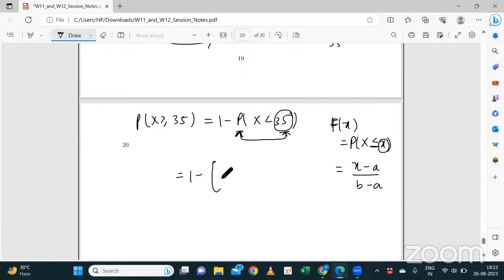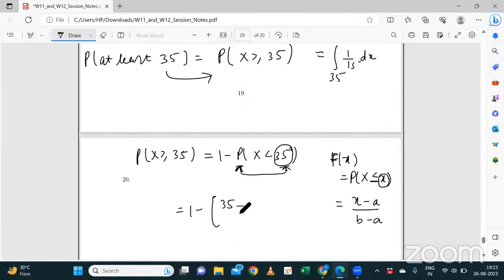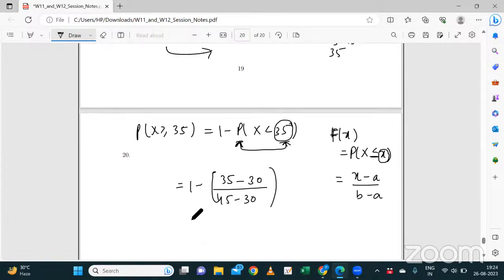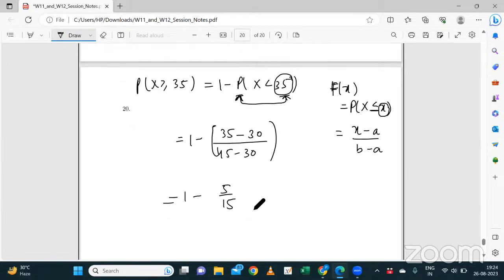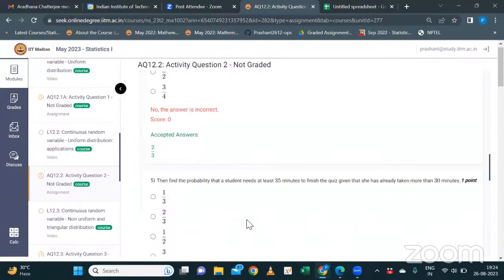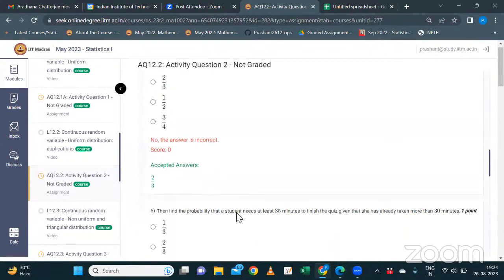So 1 minus 35 minus A. A is 30 and B is 45, so 30 divided by 45 minus 30. So it will be 1 minus 5 by 15, which is 10 by 15. So it will be 2 by 3. Correct? Yes, sir.